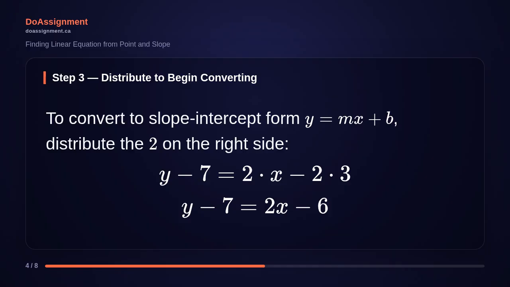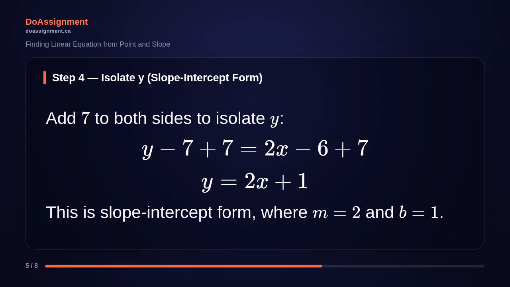To get to slope-intercept form, we distribute the 2 across the parentheses. 2 times x is 2x, and 2 times 3 is 6, so the right side becomes 2x minus 6. Now add 7 to both sides. On the left, negative 7 and positive 7 cancel, leaving just y. On the right, negative 6 plus 7 equals 1, so y equals 2x plus 1, which is slope-intercept form with slope 2 and y-intercept 1.